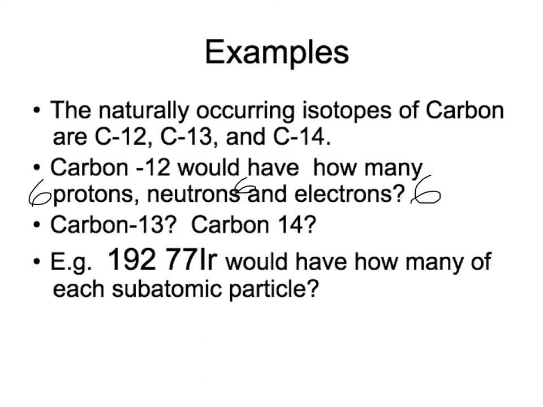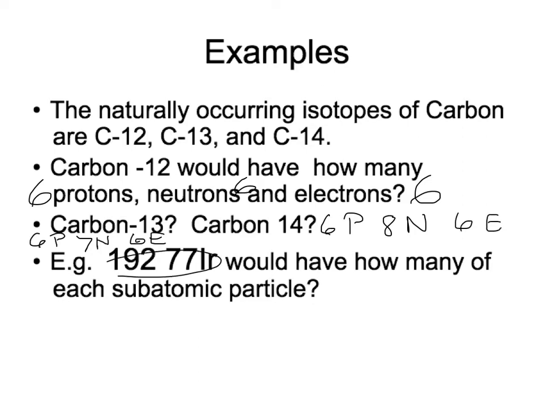Carbon-13, of course, would have 6 protons. In this case, it would have 7 neutrons, 13 minus 6, and it would have 6 electrons if it was neutral. And you're not told anything otherwise, so you assume it's neutral. Carbon-14 in the same thing would have 6 protons, 8 neutrons, 14 minus 6, and 6 electrons.